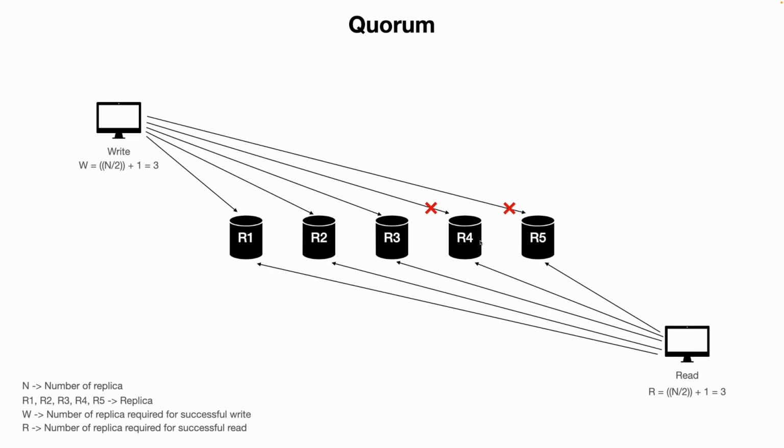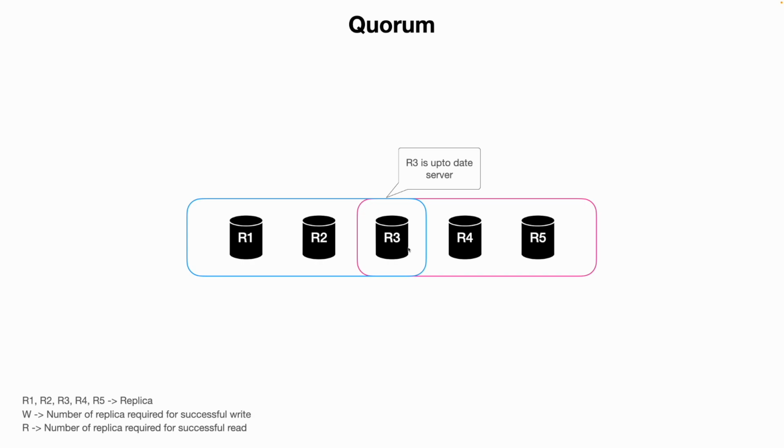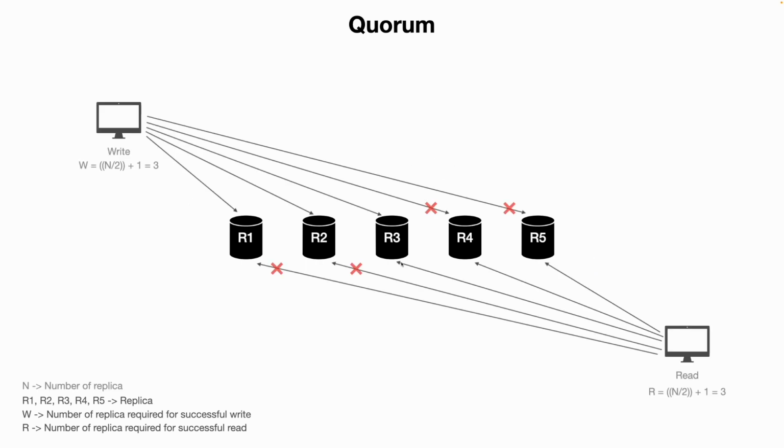Now the same client after some time fetches the same value, but we could only get the value from R3, R4 and R5, and fetching from R1 and R2 failed due to some network issue. In the quorum, R3 is the common one, where the write was successful on R3 and then the read was successful on R3. R3 is the common one that has the up-to-date value. So while serving, we can take whichever is the latest version of that record and serve it to the client. In that way, we can resolve this inconsistency issue with the quorum.